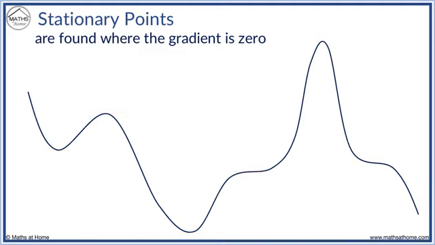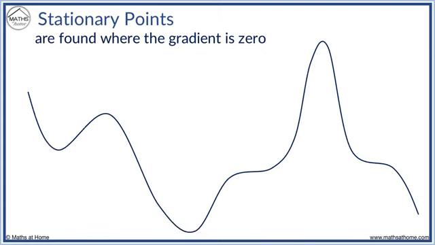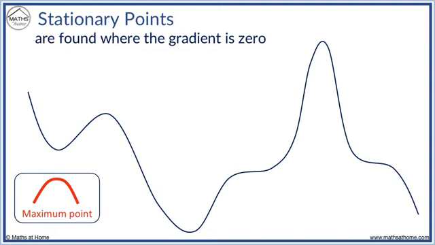Where the graph looks like this, we have a minimum point. On our graph, we have two minimum points, here and here. Minimum points are just one type of stationary point. Where the graph looks like this, we have a maximum point. There are two maximum points on our graph.